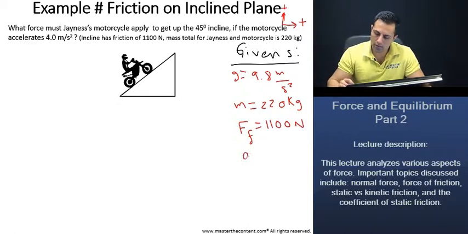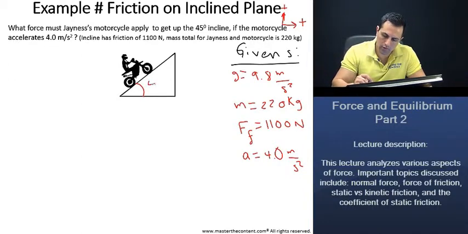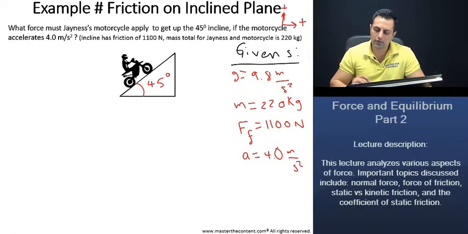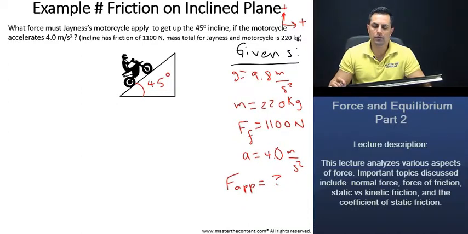Wonderful. We also have acceleration. Great. That's going to be 4.0 meters per second squared. We also have our angle here, which is 45 degrees. Wonderful. And what is it that we're looking for? We're actually looking for the force applied. We'll call that the force from the motorcycle.